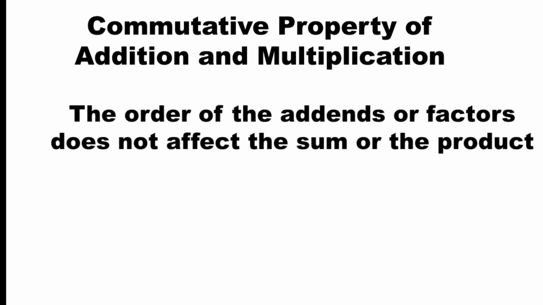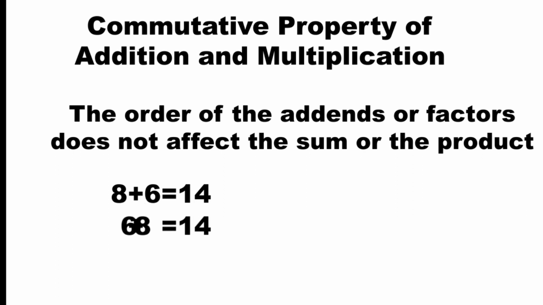So this states that the order of the addends, the numbers added, and factors, the numbers being multiplied, does not affect the sum. The sum is the answer for addition, or the product is the answer for multiplication. So example is 8 plus 6 is 14.